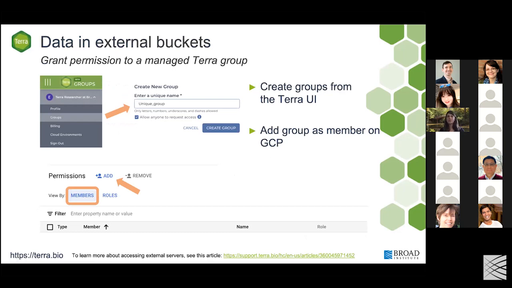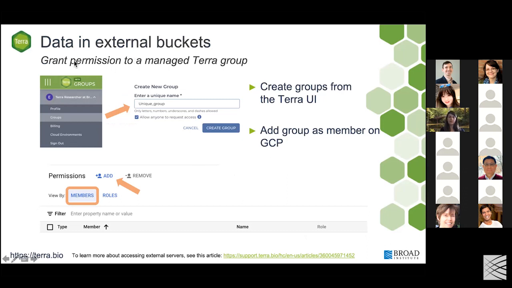Another storage option that you might come across is data in an external Google bucket. You might have a collaborator who has data files in a Google bucket that you want to have access to. You yourself might already be up on the cloud and have a Google bucket that you want to provide access to other users. So one way that you can provide permissions to external cloud storage is using groups in Terra.